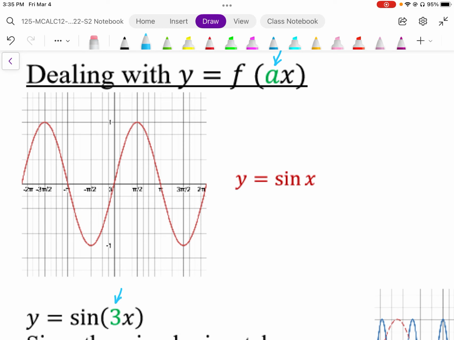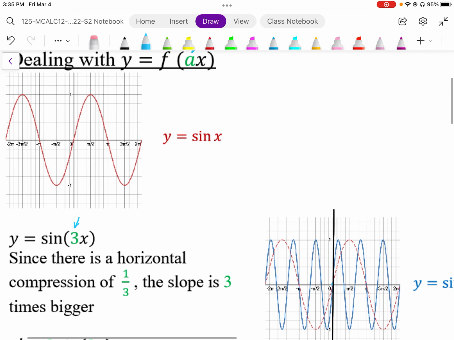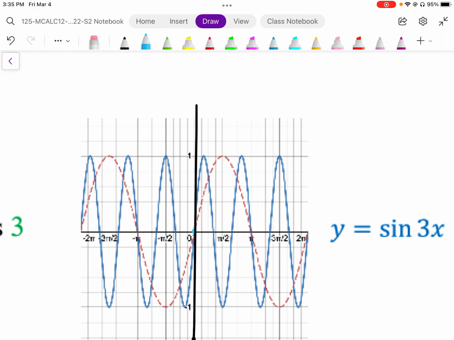That 3 represents a horizontal compression of times 3, or 1/3. So we've got in here in blue the sine of 3x graph, and in red we have the original sine x function. If I take some reference points here, there's my vertex, and I can see that vertex has been horizontally compressed towards the y-axis by 1/3. Okay, so what happens to the graph?